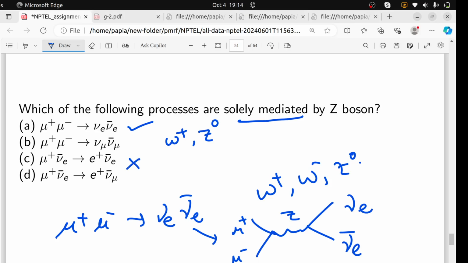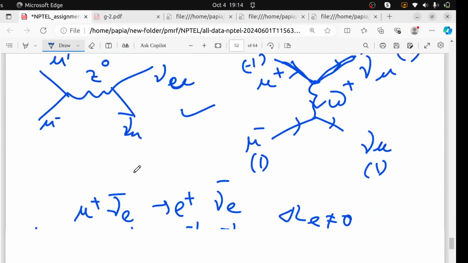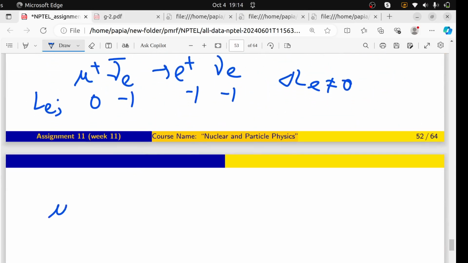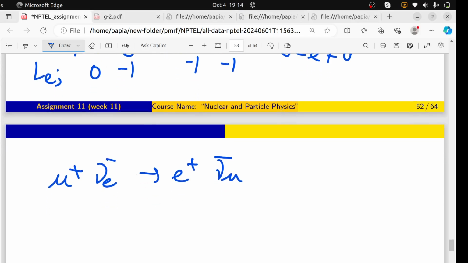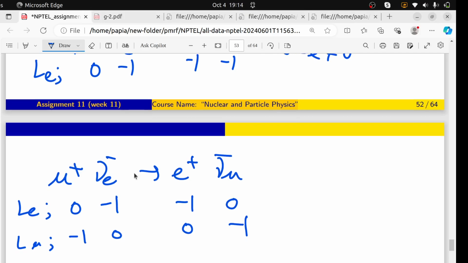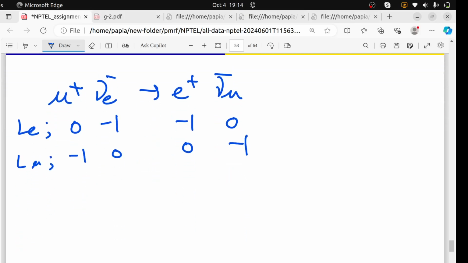Now μ+ ν_e → e+ ν_μ. For this case, L_e is 0, −1, −1, 0. L_μ is −1, 0, 0, −1. These are fine. So this can be possible.